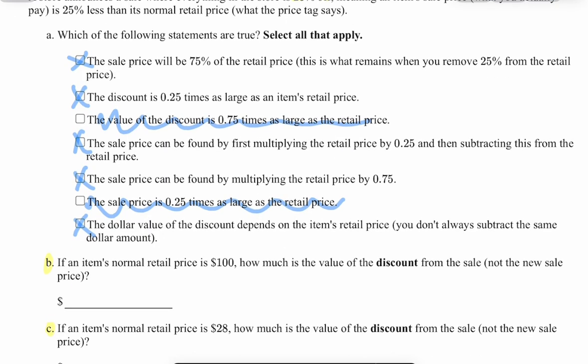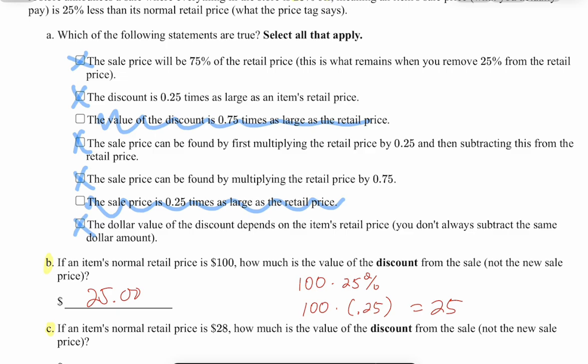Anyway, let's take a look now at B. If an item's normal price is $100, how much is the value of the discount? Now, when they say the value of the discount, we have to use the 25%. So 100 times 25% is the same as 100 times 0.25 or $25. Now, are your numbers the same as mine?